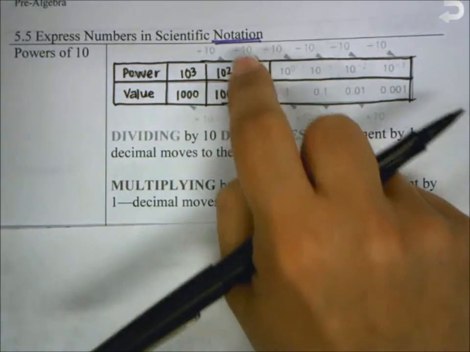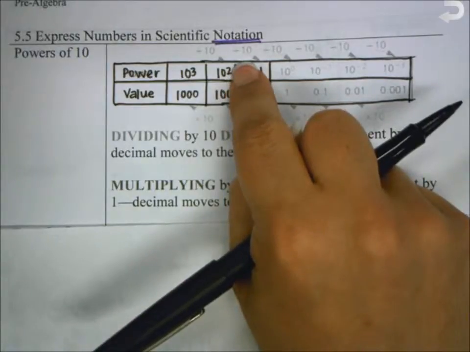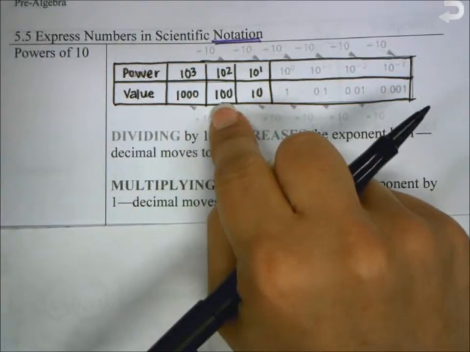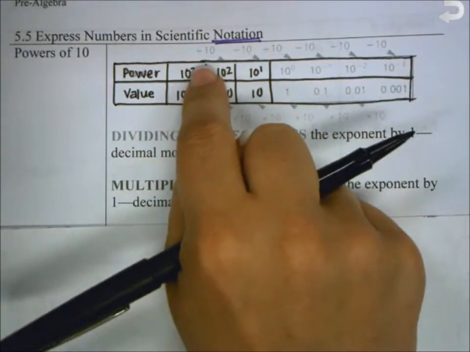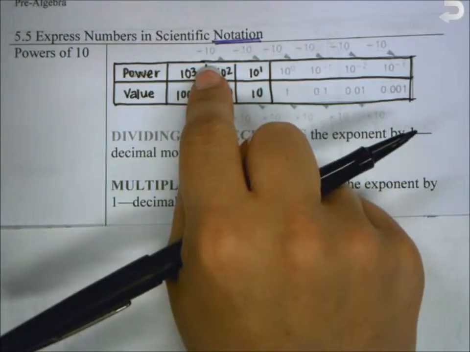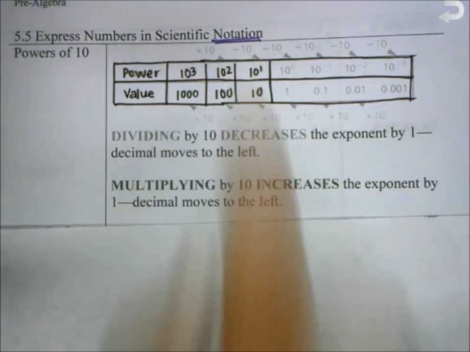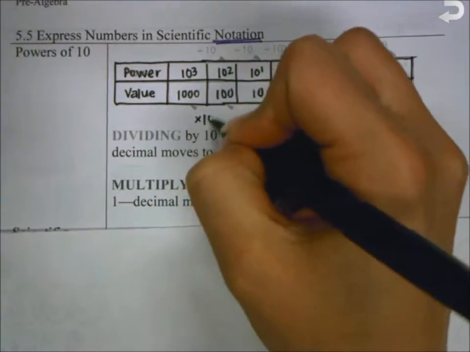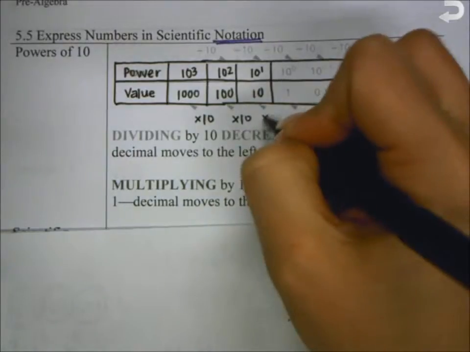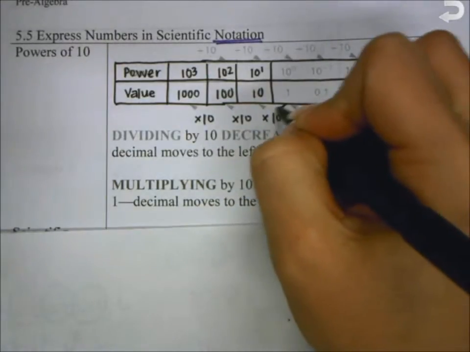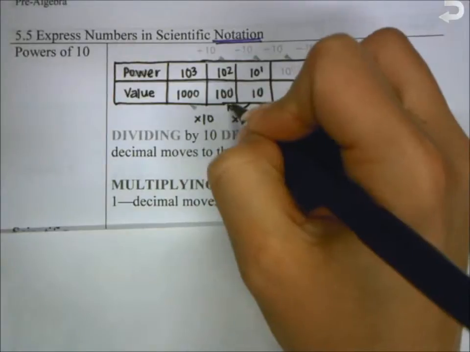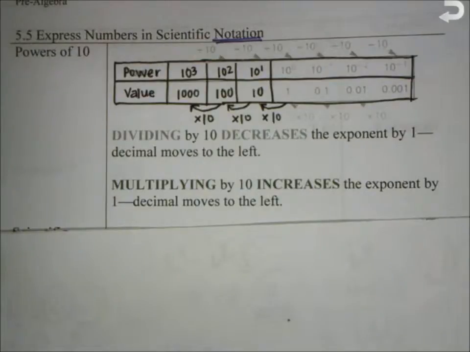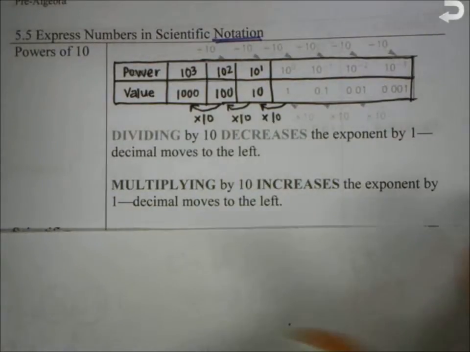What about 10 squared? What does that give me? 100. What if I multiply 10 by itself 3 times? Then what do I get? 1,000. So what's happening? Every time that I multiply by 10, we're going this way. Every time that I multiply by 10, I increase by how many zeros? 1, right? The exponents are telling me how many zeros to put.